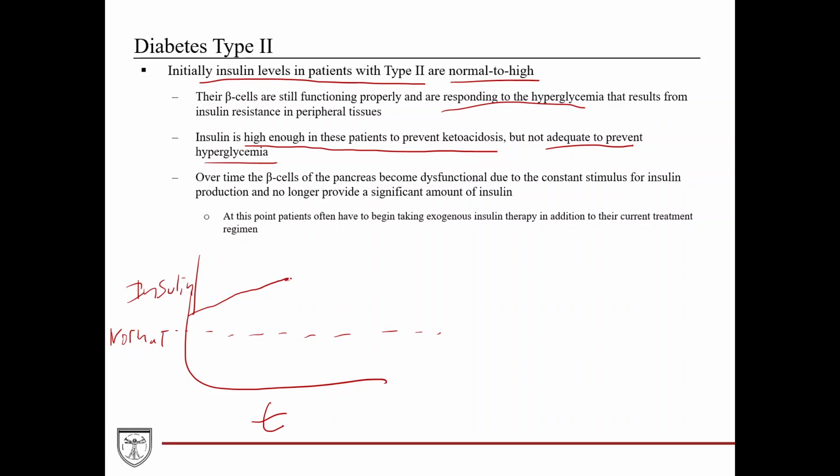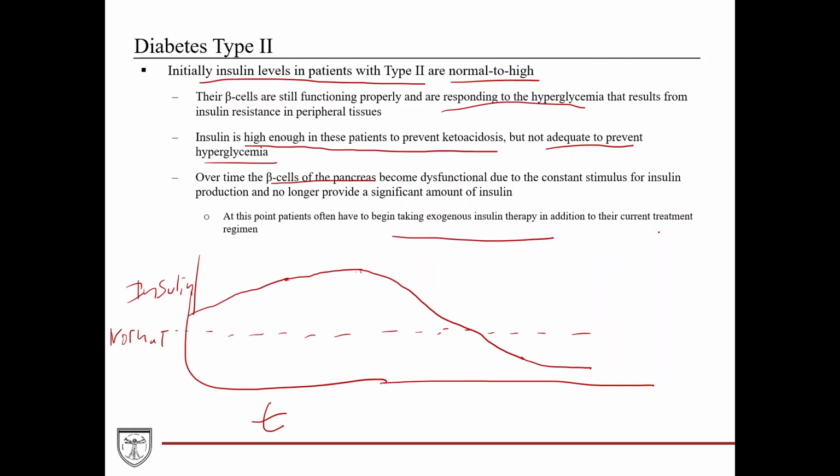So what happens is over time, it bottoms out. And then what you see is that the beta cells of the pancreas become dysfunctional. It's like I was describing earlier, you overuse an engine, it just blows out. So essentially the beta cells blow out, and they've been under this constant stimulus for insulin production, and they no longer can really provide any significant amount. So at this point, they often come down below normal levels over time. And then at that point is when these patients have to begin taking exogenous insulin therapy, in addition to their current treatment regimen, which includes other medications such as metformin, a very common medication that diabetes type 2 patients are placed on.